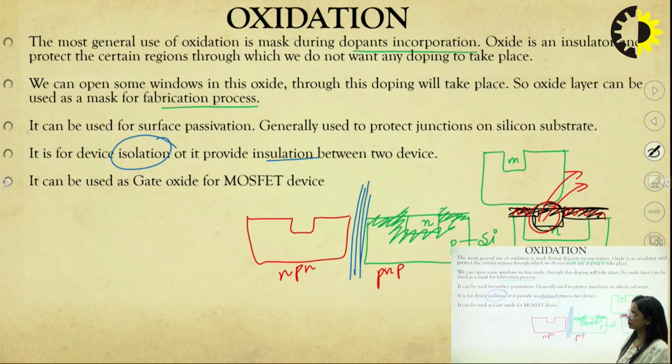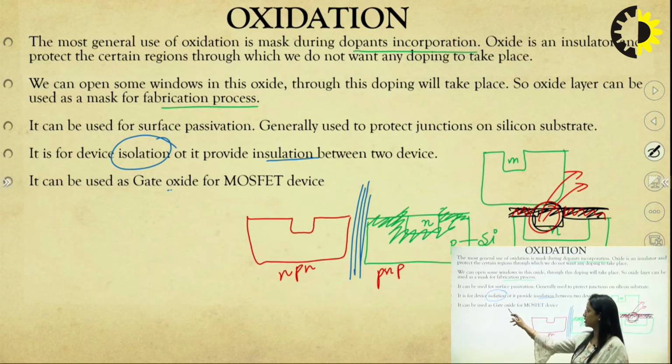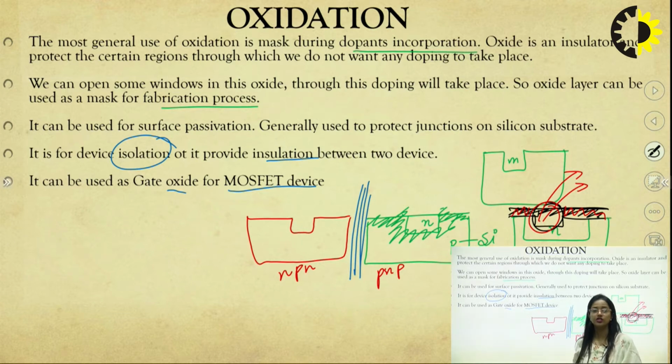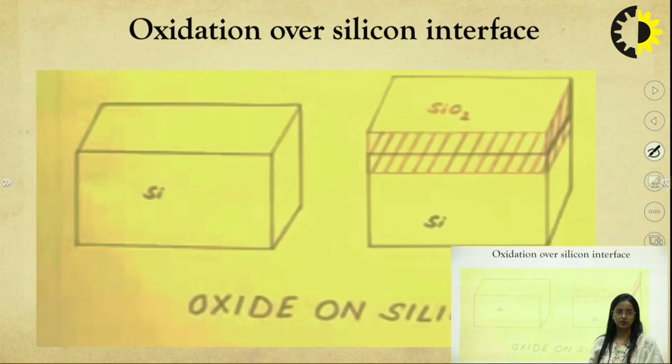It can also be used as gate oxide for MOSFET devices. In MOSFETs, we have four terminals: drain, gate, source and body. When we talk about the gate oxide layer, oxidation is the process using which we can realize the gate oxide. This is another pictorial representation where we can see oxidation over the silicon interface.